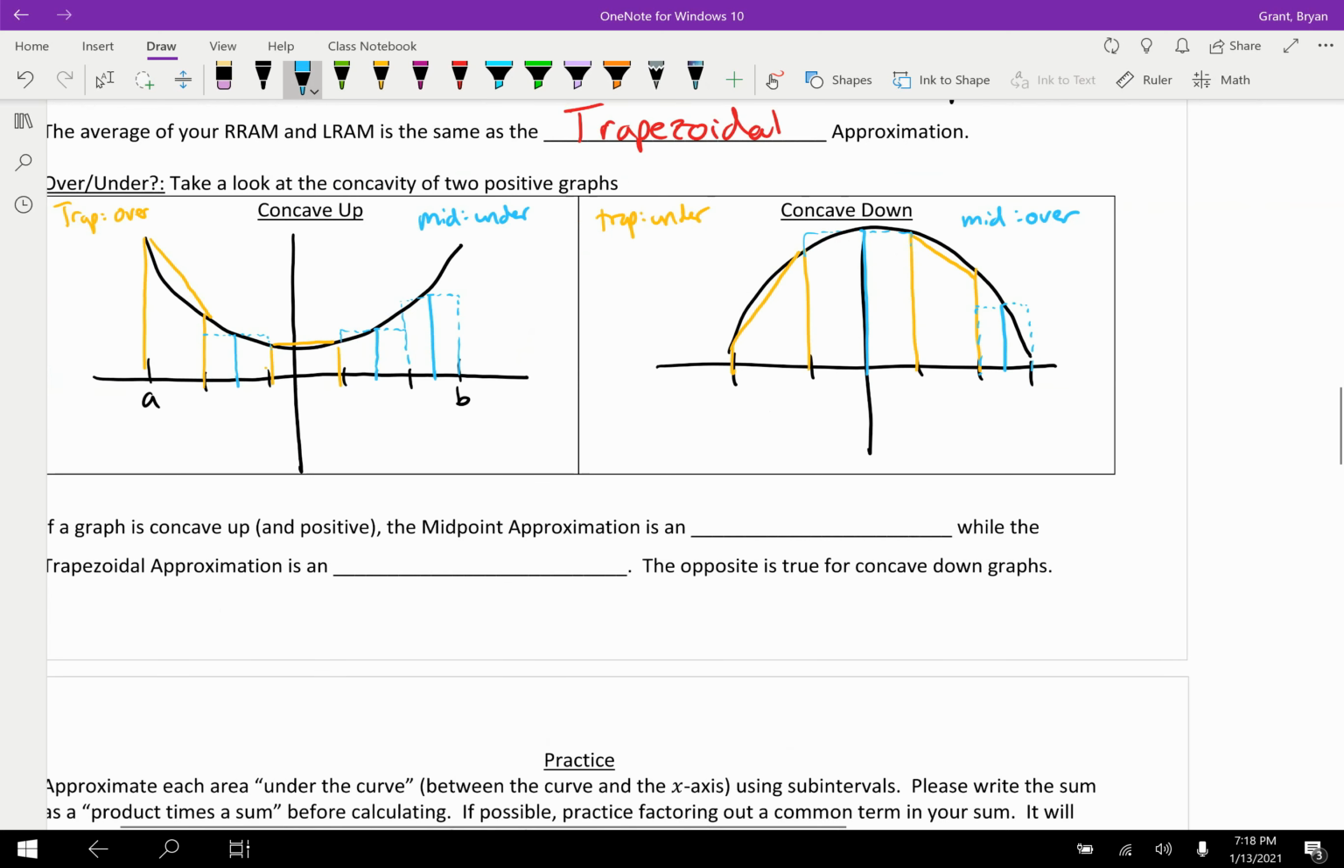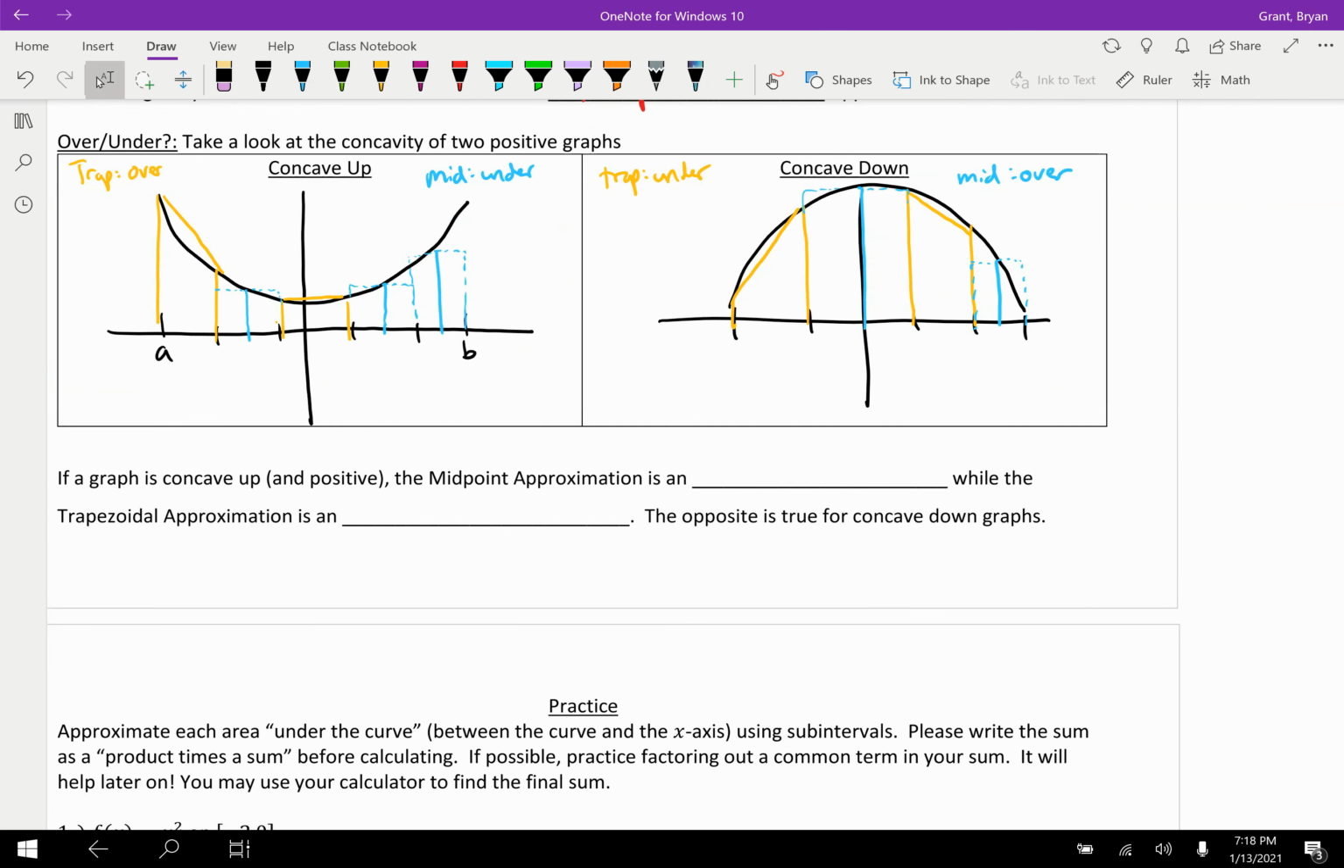Now again, I don't have these memorized. If they ask us, I just draw a graph, draw one of these, and see if they over or under approximate. But here we go. If a graph is concave up and positive, then the midpoint approximation is an under approximation, while the trapezoidal approximation for concave up is an over approximation. Nothing you need to memorize, just be willing to draw a quick graph and you will get your answer.